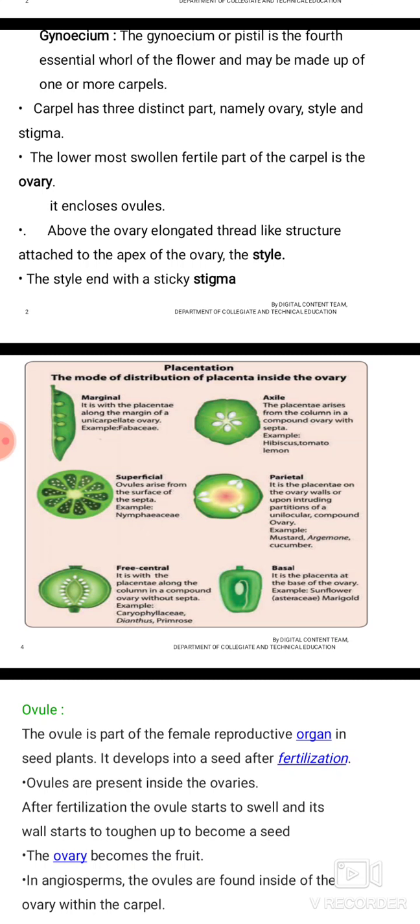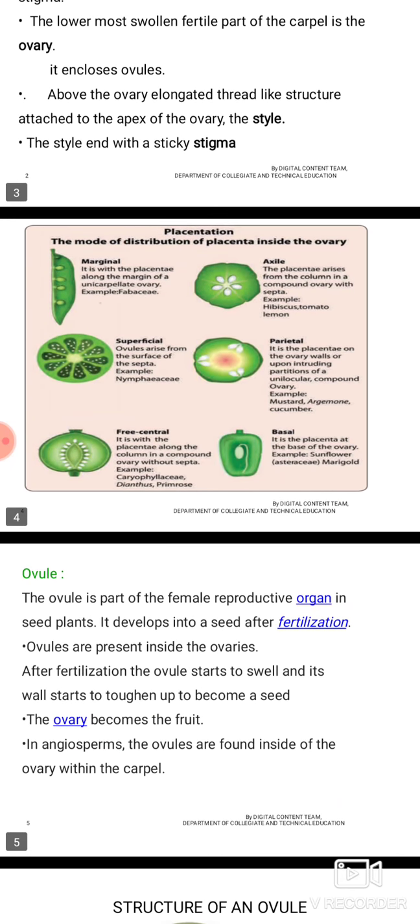Ovules. Ovule is a part of the female reproductive organ in seed plants. It develops into seed after fertilization, and ovules are present inside the ovaries. After fertilization, the ovules start to swell and the wall starts to toughen up to become a seed, and the ovary becomes the fruit. In angiosperms, the ovules are found inside the ovary within the carpel.